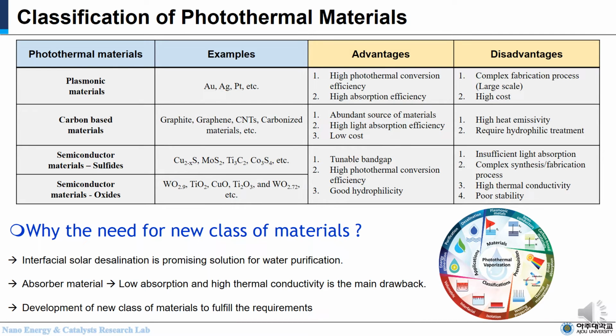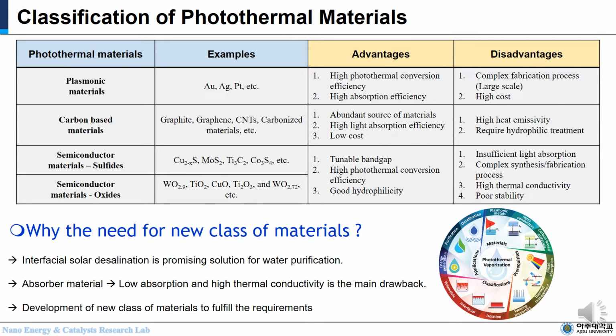Semiconductor-based materials consist of two different types, like sulfide materials and oxide materials. Both of these materials have tunable band gap, high photothermal conversion efficiency, and they are highly hydrophilic, but they have insufficient light absorption, and a complex synthesis or fabrication process is required to make the photothermal absorber material. They also have high thermal conductivity, and some of the materials have poor stability in contact with water.